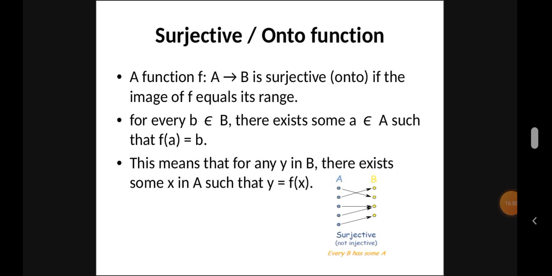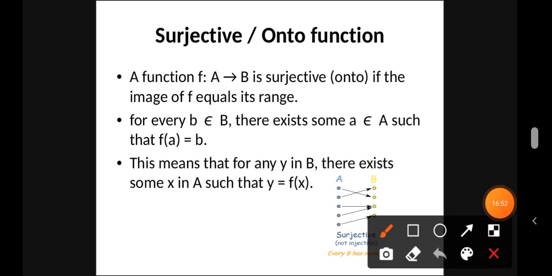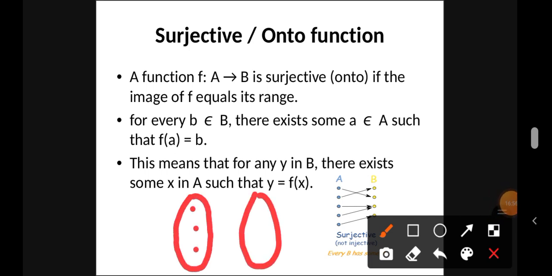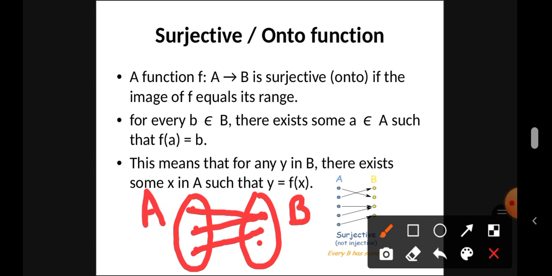Suppose here this is a set having 3 elements and here having 3 elements, but these 2 are pointing to this one and this one is mapping to this one. Here one element is there, so here we cannot say this is surjective. Why? Because for every element in B there is no element in A.